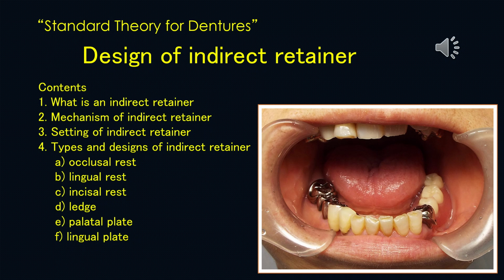5. Preparation of survey line modification. 6. Preparation of a rest seat. 7. Reduction of teeth contours by restoration. 8. Drawing of a survey line in wax pattern. 9. Reduction of a guiding plane of wax pattern. 10. Reduction of a rest seat with wax pattern.